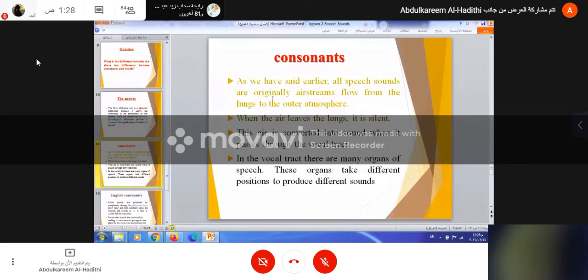The origin of all sounds, whether these sounds are consonants or vowels, is an airstream which flows from the two lungs into the outer atmosphere. This airstream is originally silent, but this silent air can be converted into sounds when it passes through the vocal tract. How is it changed into sound?